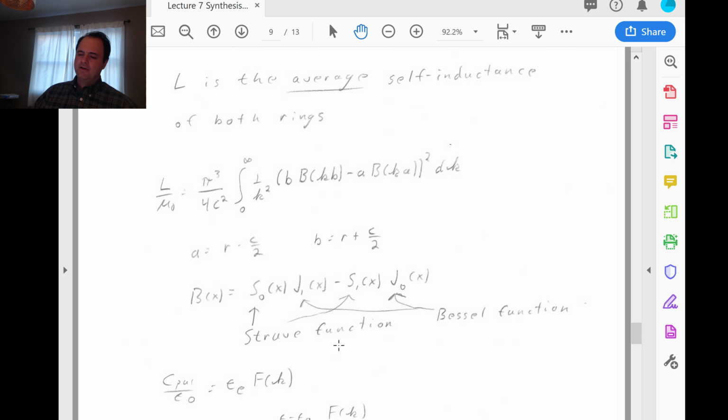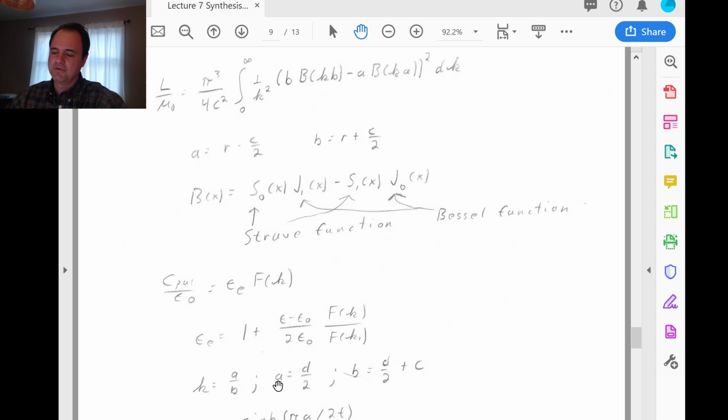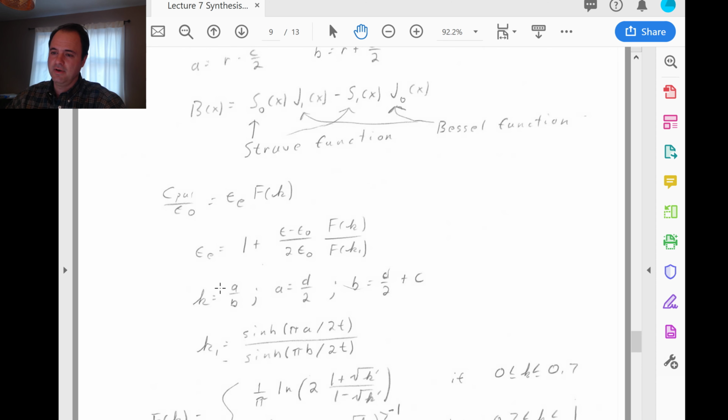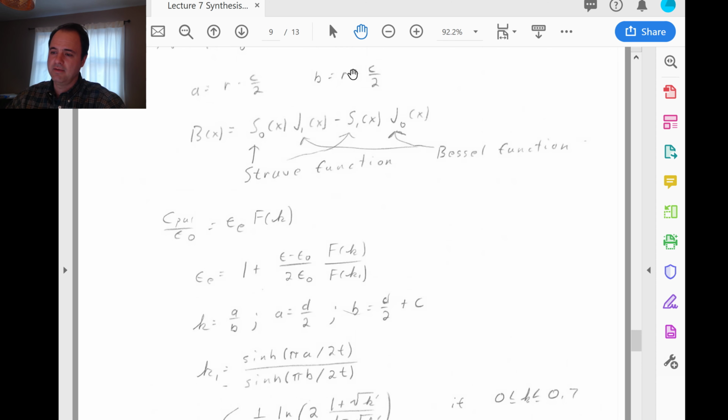And likewise, C pole is equally interesting. It is equal to this function, epsilon sub E, F of K, where things are nested several layers deep in definitions. So this epsilon E is given by this right here. This is the epsilon of the substrate, epsilon naught, F of K and F of K1. K is equal to A over B. A and B are given up here again.